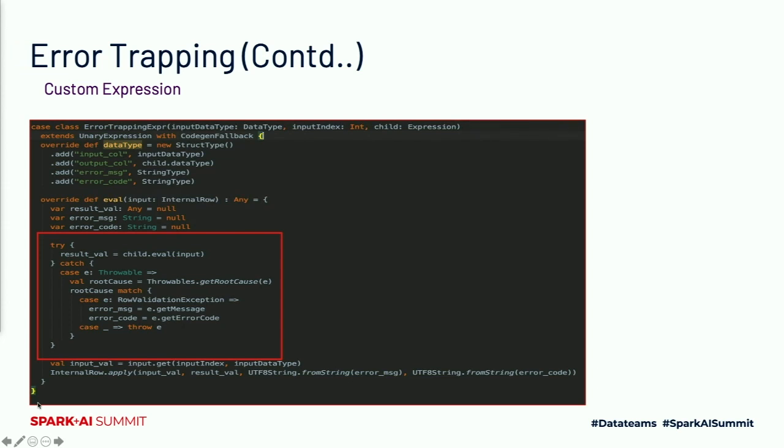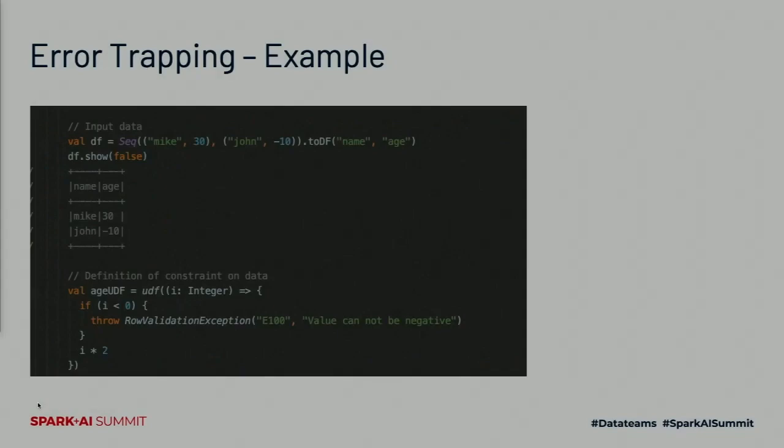We call upon the child's evaluate method, but we wrap that in a try-catch block for us to be able to trap the errors. So when we see an error, we actually save it in these variables, error message and error name. And finally, we wrap the result in an internal row and send it as a return value of this expression.